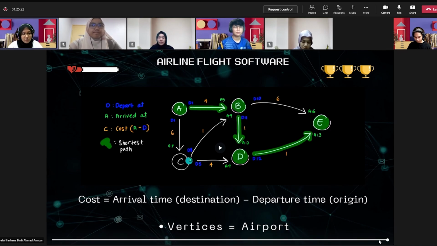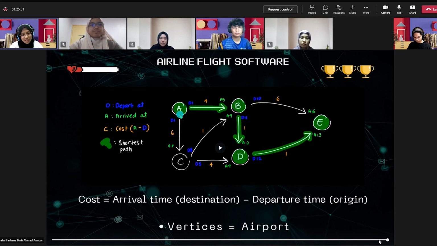So let's say we want to take A to C and then C to D. So A to C departs at time 1 and arrives at 7. And then it wants to go to D. It is impossible because if it arrives at 7, the flight takes off at 5. So we cannot go from A to C to D.